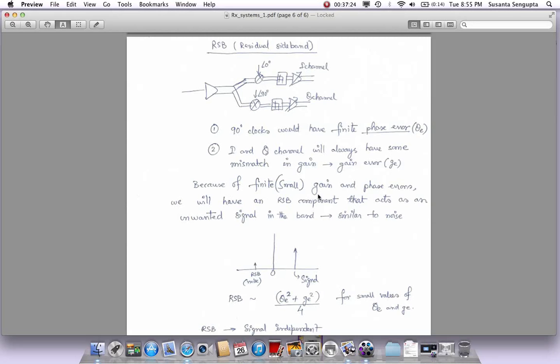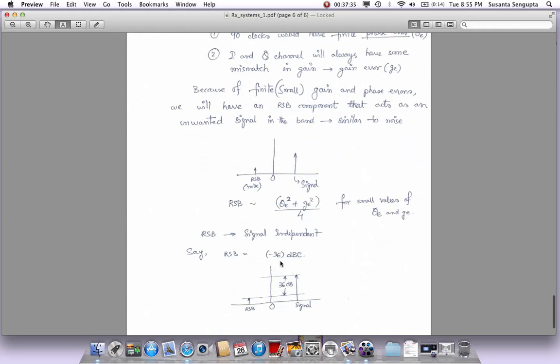So because of these small gain and phase errors, we will have an RSB component that acts as an unwanted signal or noise. What I mean is, imagine that you have a signal which is comprised of multiple subcarriers. You don't have a single carrier carrying all the information, all the CDMA, WCDMA, LTE, Wi-Fi and all. They've got multiple subcarriers, and out of all the subcarriers, if I took a single subcarrier, just one of them, maybe there are say 1,000 subcarriers, and I'm just taking one of them out.